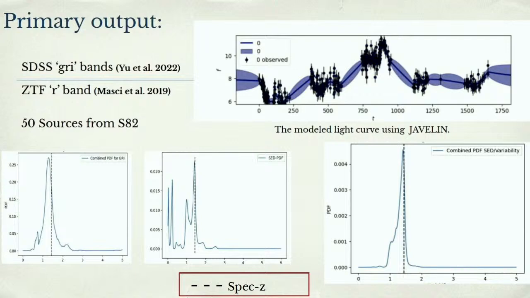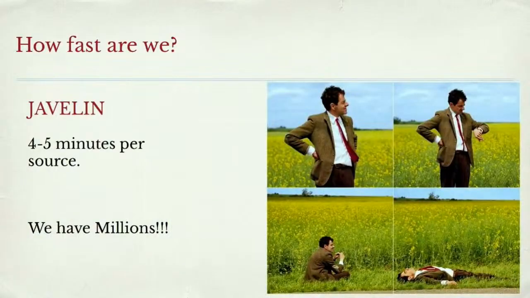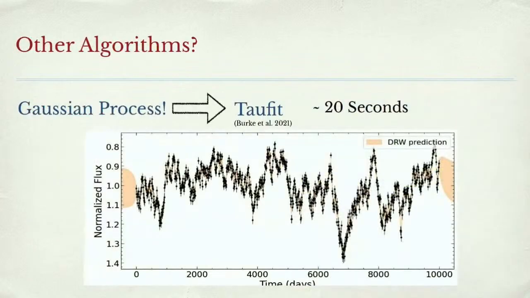And we came up with this idea that okay, the whole scenario works. But then, how fast are we? JAVELIN takes about 4 to 5 minutes per source, and we will be having millions of AGN with LSST and stuff like that. I used to run a few sources on the computer and have nothing to do. So we came up with other algorithms to make it work in a much faster way.